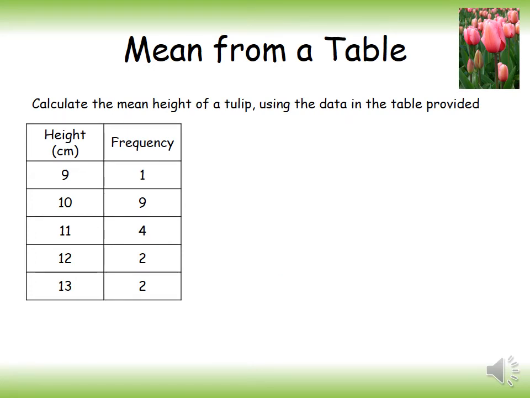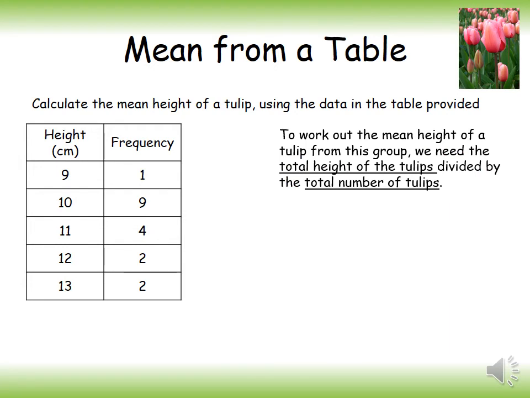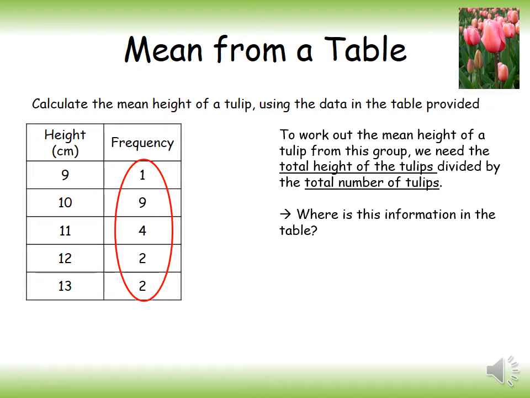Okay, another one. So calculate the mean height of the tulips using this data. So I'll pause it for 5 seconds, so those of you that have understood it can do it straight away. Okay, so we need the same similar sort of information. Firstly, we need a total height, and we need the number of tulips. So that's where that information is, the number of tulips, and we're simply going to add that up, and that is 18.